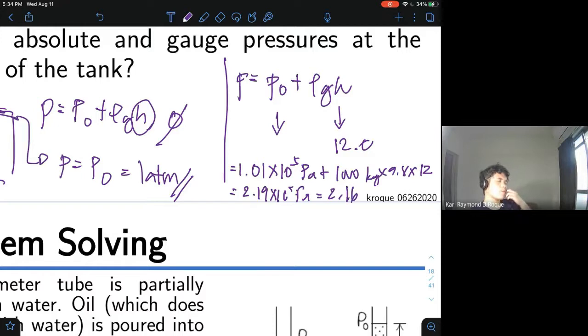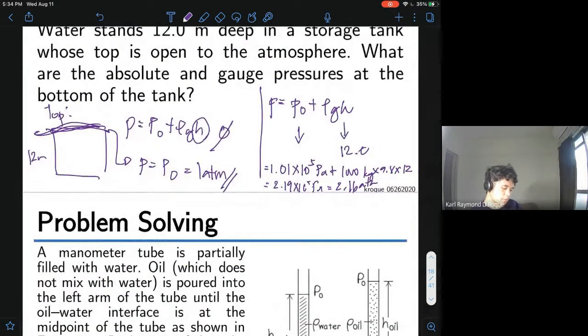Di ba ang atmosphere is 1.01325 times 10 to the 5th pascals, no? 2.16 atmosphere. Ang gauge pressure, P minus P naught. So, simply, ito na yung P, di ba? So, subtract lang tayo ng 1 atm.